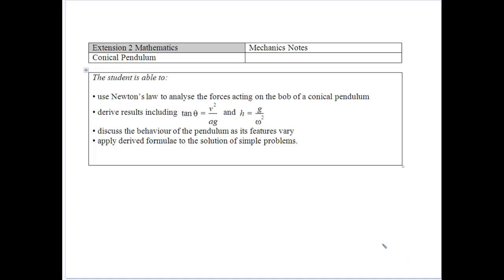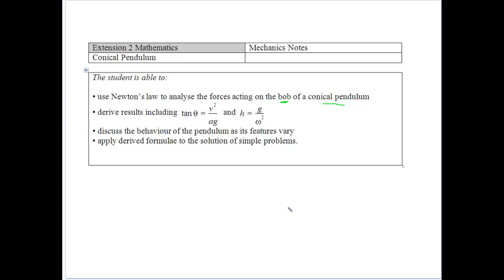We want to take our circular motion a little bit further now and look at what happens when we put it inside what we call a conical pendulum. We've got a bob that moves around in a circle, but it might be attached to a string or a rod or something like that.